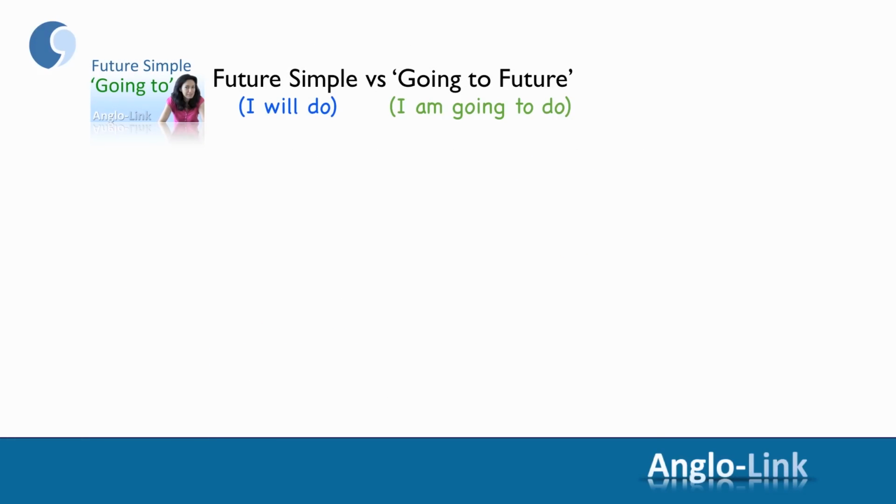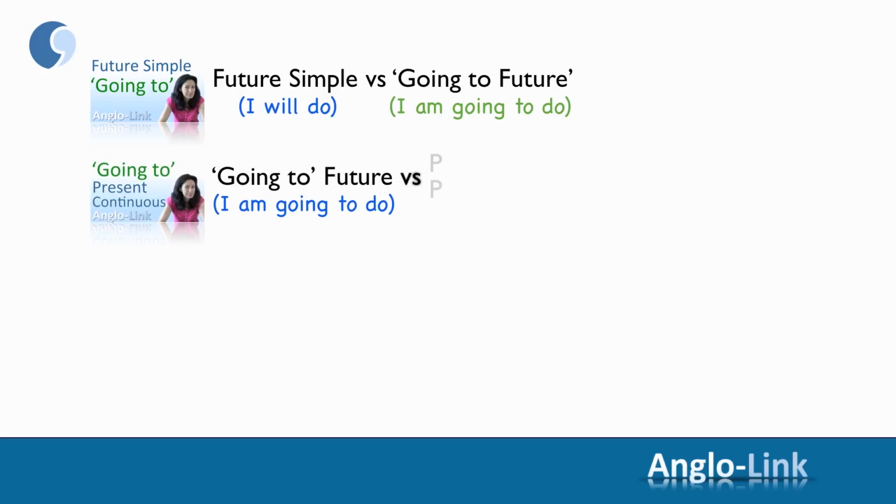The 6th video was on future tenses. We looked at the difference between I will do and I am going to do. And in the following video, we looked at the difference between I am going to do and I'm doing with a future time marker.